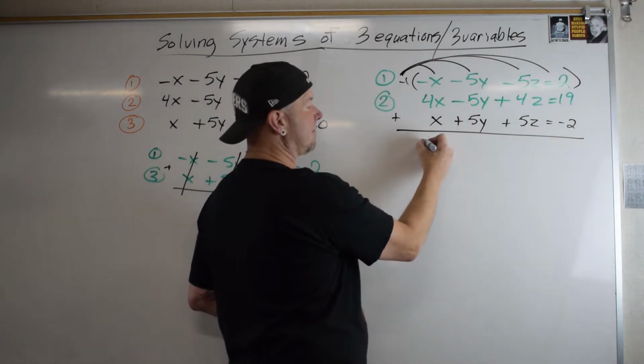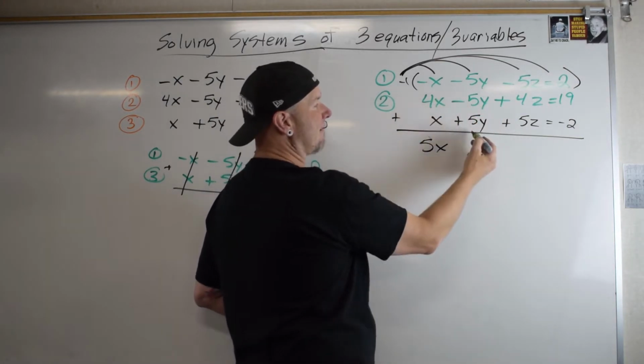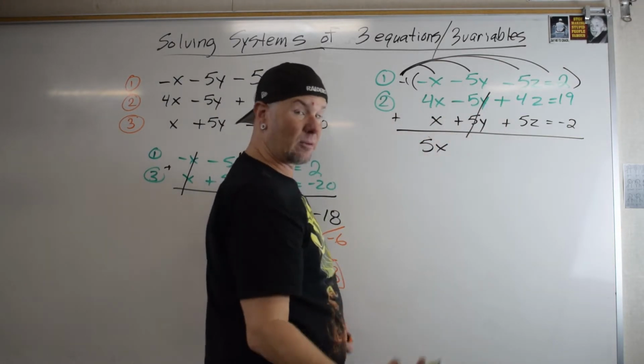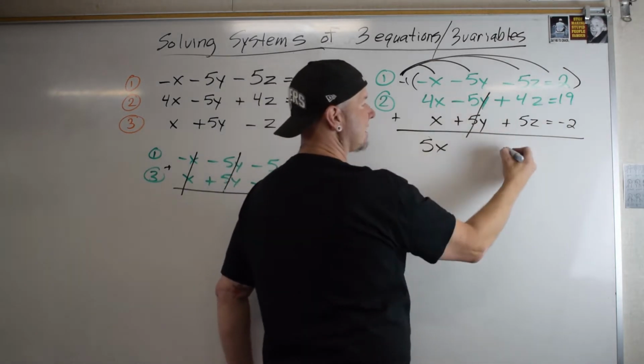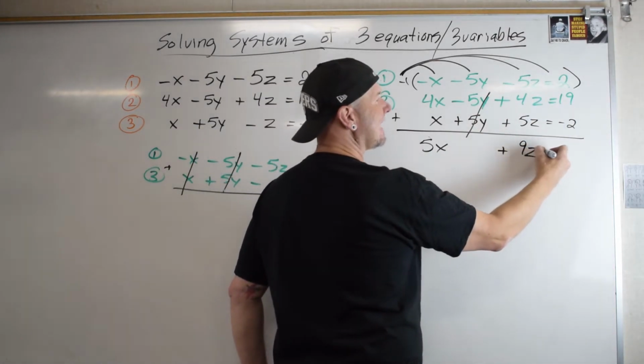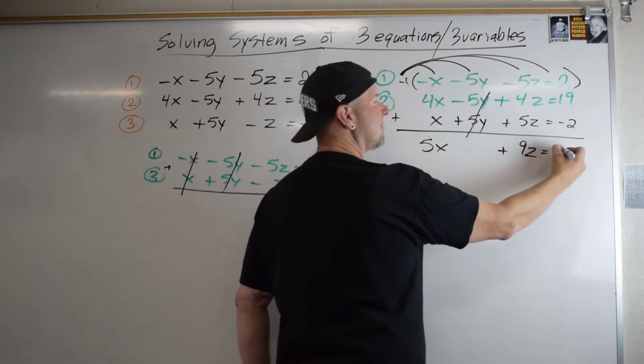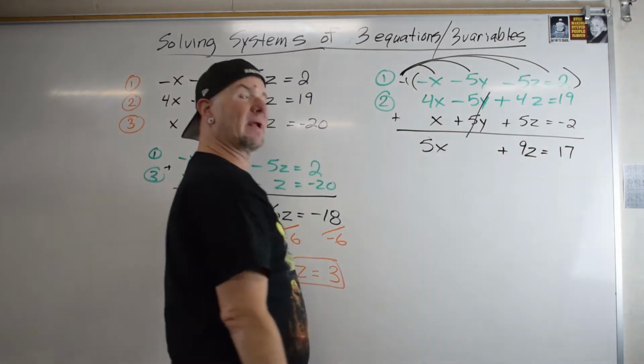4x plus x would be 5x. Negative 5y plus 5y cancels. Again, that was the goal. 4z plus 5z is 9z. 19 and negative 2 is 17. So that would be another equation.